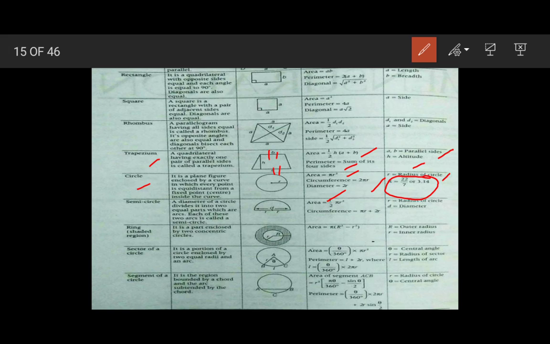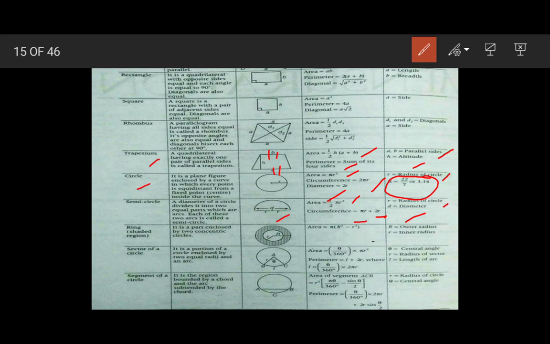Then semicircle. A diameter of a circle divides it into two equal parts which are arc. Each of these two arc is called a semicircle, like this. Okay, so area is again half into pi r square, then circumference is pi r plus 2r. Okay, so r is equal to radius of a circle and d is diameter of circle.